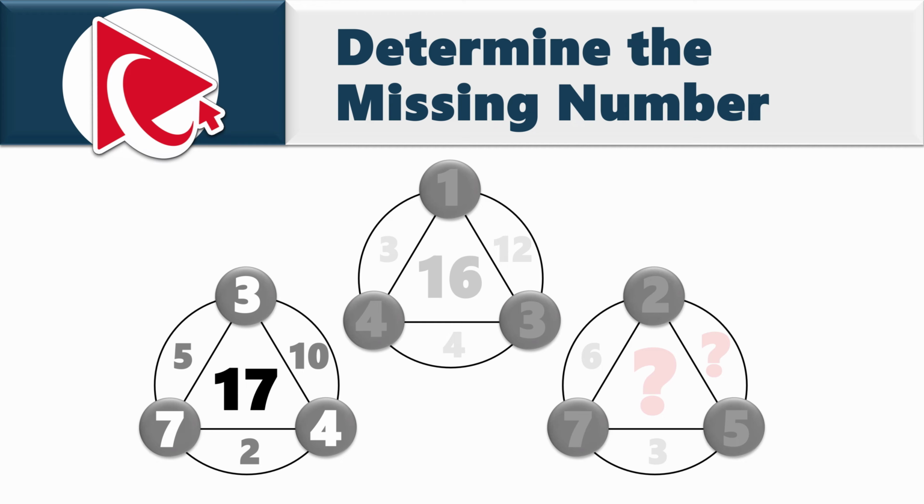In the second shape, the middle number is 16. The numbers in the small circle are 3, 4, and 1. And the numbers inside the large circle are 12, 4, and 3.